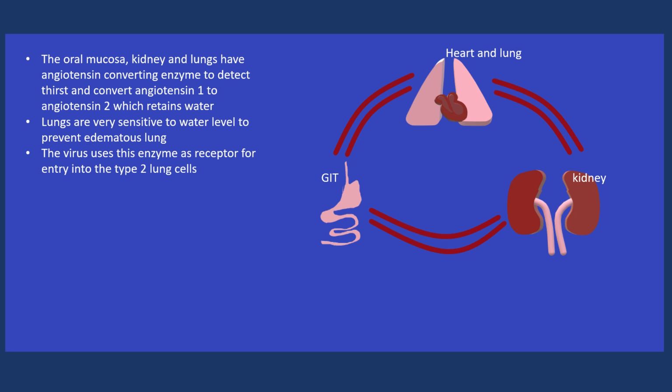The reason why such an enzyme is present: the oral mucosa, kidney, and lungs have angiotensin converting enzyme to detect thirst and convert angiotensin 1 to angiotensin 2, which retains water. Lungs are very sensitive to water level to prevent edematous lung, the swelling of lung. The virus uses the enzyme angiotensin converting enzyme 2 as receptor for the entry into the type 2 lung cells.